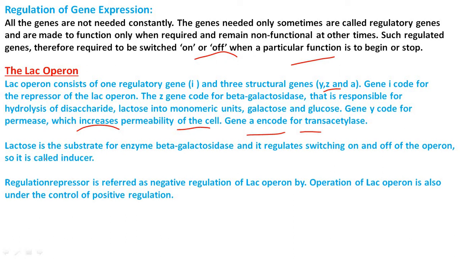The operons are of two types, inducible and repressible. Hope you understand. Lactose is a substrate of the enzyme beta-galactosidase, and it regulates the switching on and off of the operon, so it is called an inducer. Regulation by the repressor is referred to as negative regulation. The Lac Operon is also under the control of positive regulation.